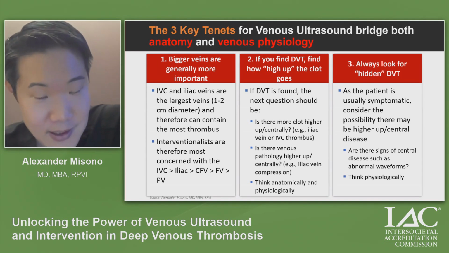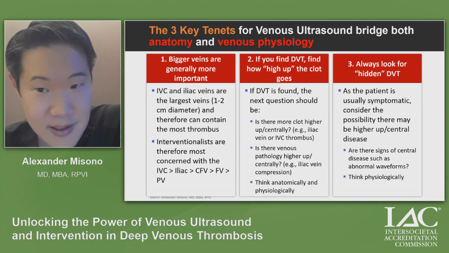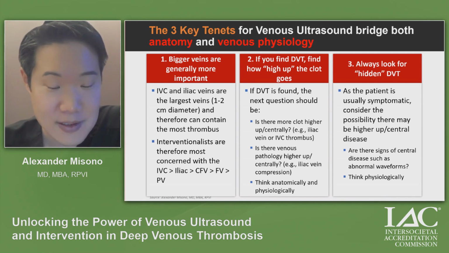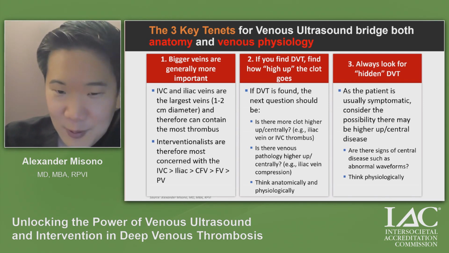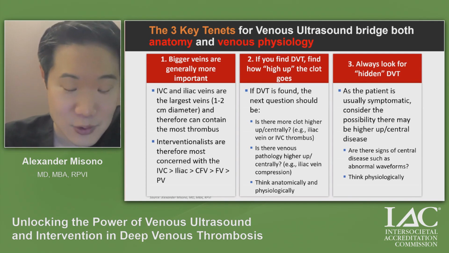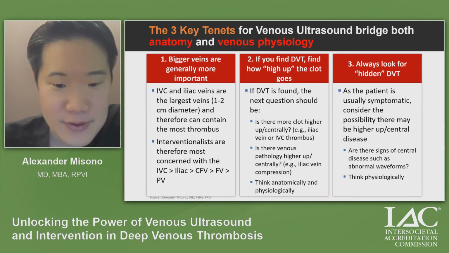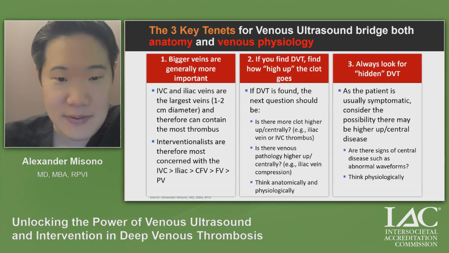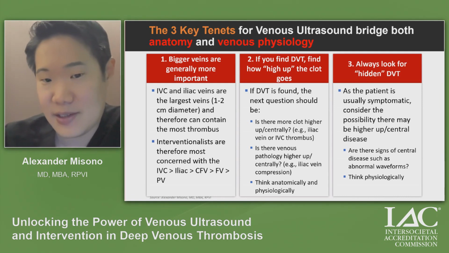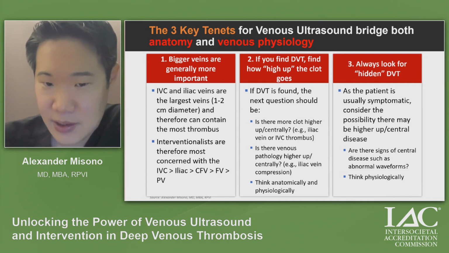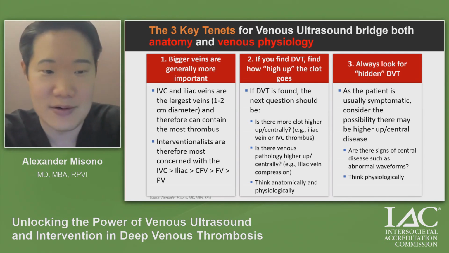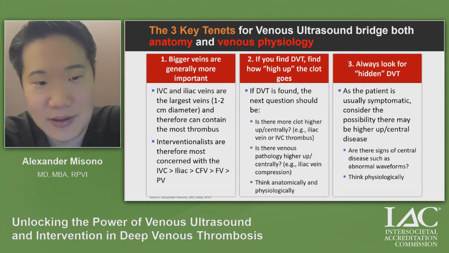And then to look at the contralateral vein and study those waveforms to see if there's a waveform abnormality that might clue you into a true central thrombosis, perhaps in the IVC. So think anatomically and think physiologically, where could this DVT extend to? How high up does it go? Remembering that Dr. Misono said that the bigger the clot, the more concerned I am.